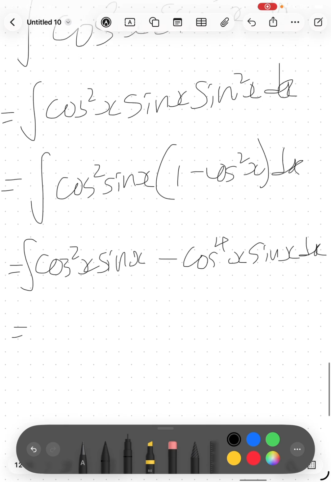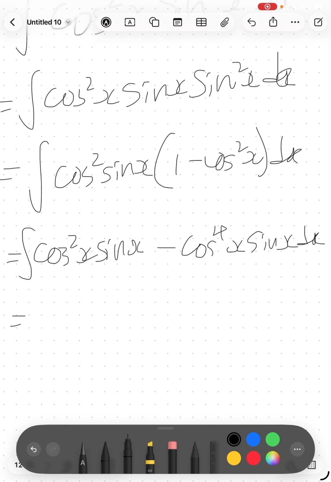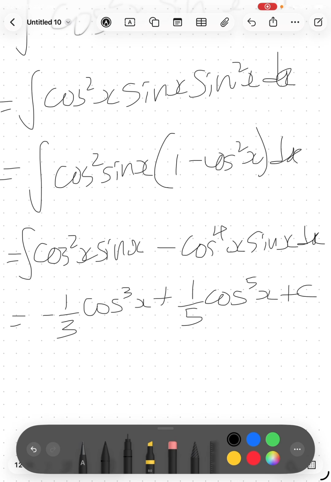And so again, conveniently, the derivative of cosine is negative sine, and in this case we have those here. So in this case my constant adjustment will give me negative 1 over 3 cosine cubed x plus 1 over 5 cosine raised to 5 of x plus c. Again, if you're wondering how I'm getting these constants, use the same method of reverse chain rule.